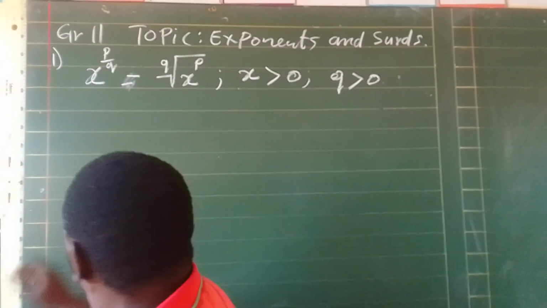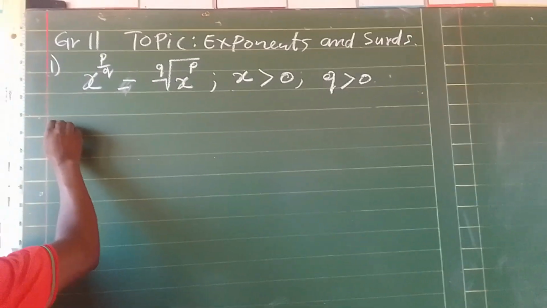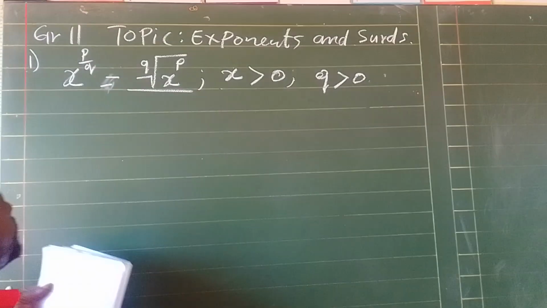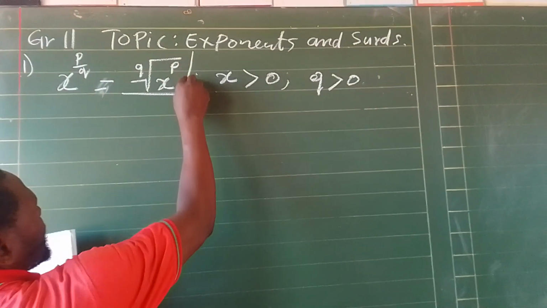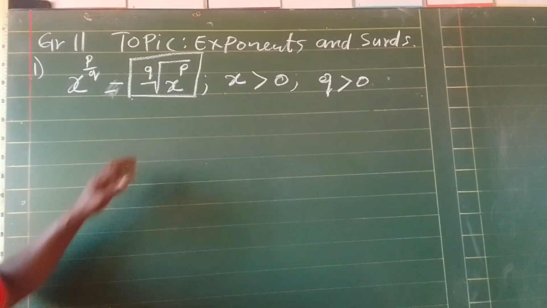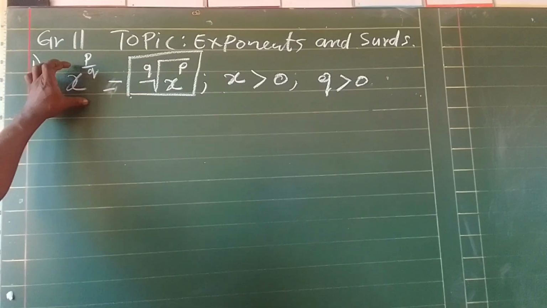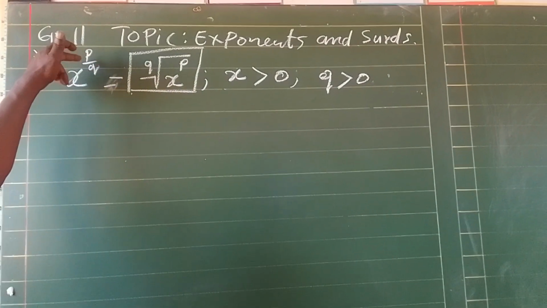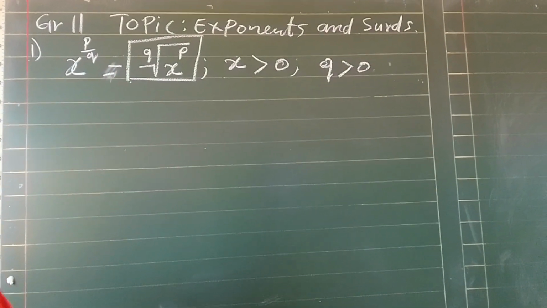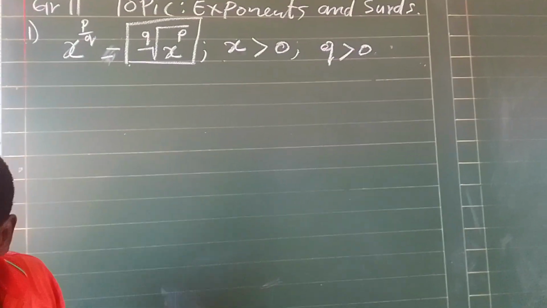Then before we can do anything, you know that when you are given a surd, for example, the q-th root of x to the power p, this is the same as x to the power p over q. This you have done in the beginning of the year.